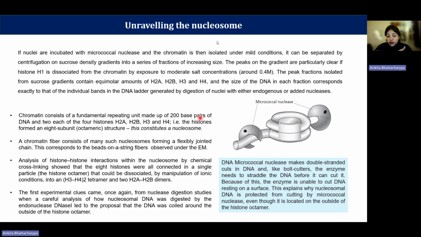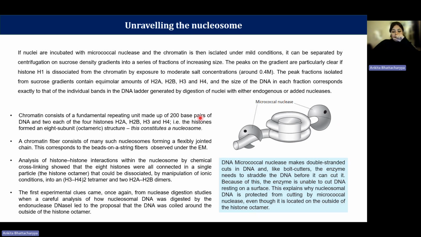This corresponds to the bead on the string structure, like we previously mentioned. The histone octamer can actually be dissociated, and what you will get are these dimers of H3, H4, and H2A, H2B. The first experimental clues came from nucleus digestion studies, where people saw how nucleosomal DNA was digested by DNase 1, suggesting that DNA is actually coiled around the octamer. Why this is relevant is because, depending on how the nucleosomal DNA and the histone interact with each other, the exposure to different types of nucleases, such as MNase, can be decided.